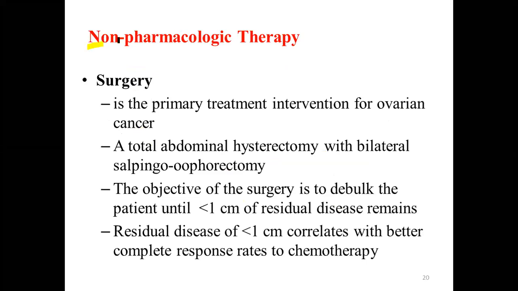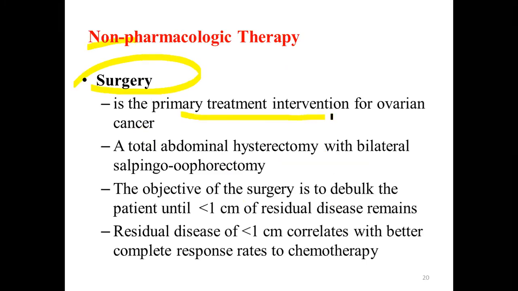Then, as I said before, surgery is the front line. It's almost a primary intervention for ovarian cancer. So even staging will be done, and normally even a biopsy will be done by resecting the tumor. This is the primary intervention for all types of ovarian cancer. So a total abdominal hysterectomy with bilateral salpingo-oophorectomy can be done. Anyways, this is just removal of the fallopian tubes along with the ovaries.